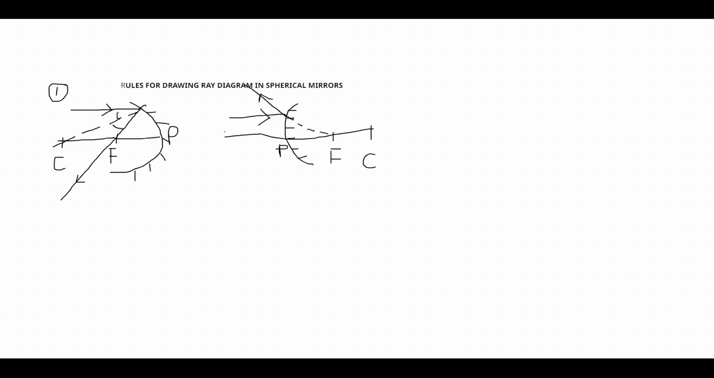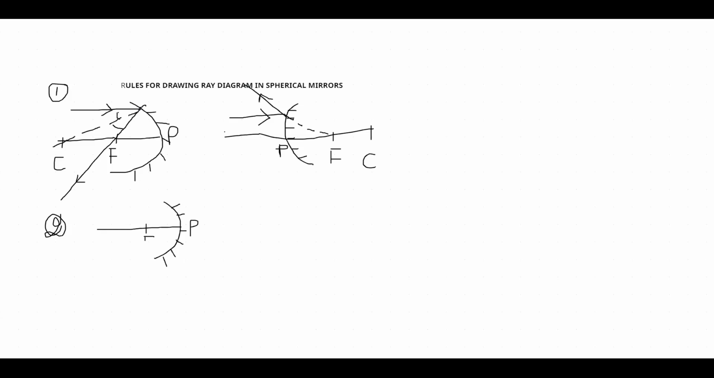Rule 2 is for the secondary. Now, rule 2 says that if a ray of light passes through the focus, then what will happen? So again, you will draw M, that is the mirror. Then you will draw the principal axis. Then on this principal axis, you will mark P, F, and C, like this.